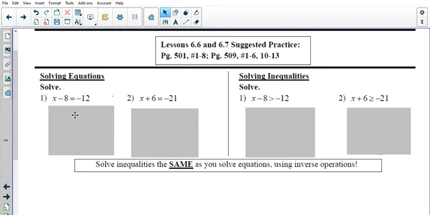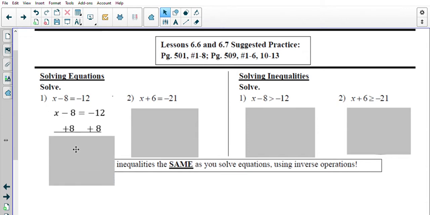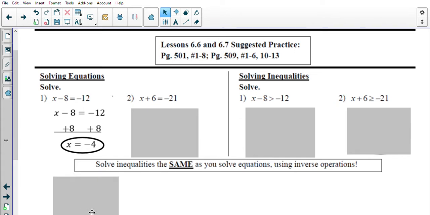The inverse of subtracting by 8 is to add 8, so we would add 8 to both sides. So minus 8 plus 8 cancels out, leaving you with x. You would do negative 12 plus 8 in your calculator to get x equals negative 4.